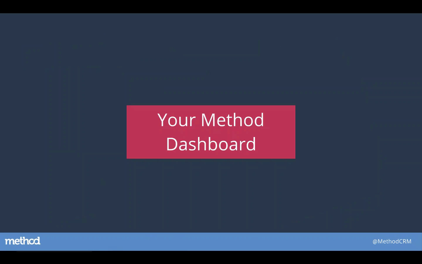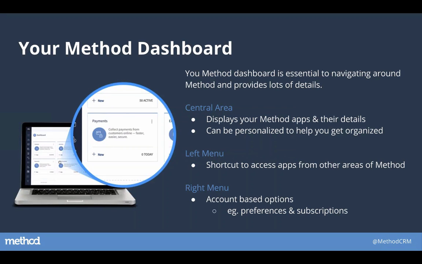So when we're taking a look at the dashboard, we wanted to make sure that when you log into Method, you have a nice orientation in terms of the Method dashboard. This is kind of your home base for Method, right? So when you first log in, you're going to see your Method dashboard. It's an essential area to navigating around Method, and it provides a lot of information. It's split up into a couple of areas. One of them is a central area where you see all of your Method apps and the details of these individual apps. This area can also be personalized to help you get a little bit more organized, and we're going to talk and show examples of that.